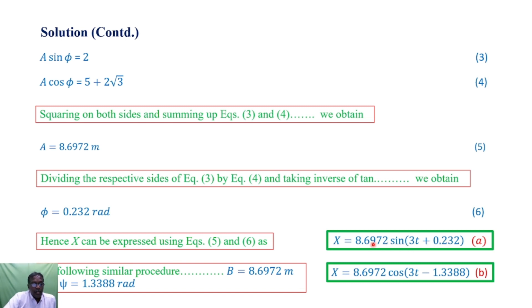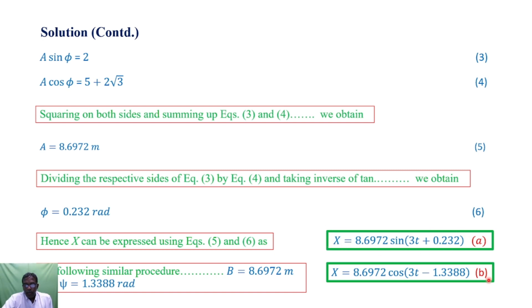where a is equal to 8.6972 meter, that is the amplitude of the displacement. Maximum displacement of the system is called the amplitude of displacement, and 0.232 radian is the phase angle. Hence problem A is solved.